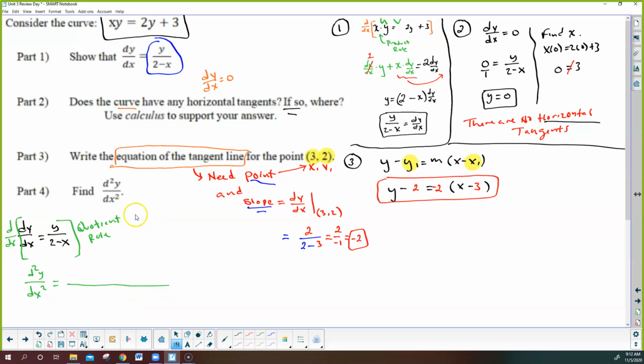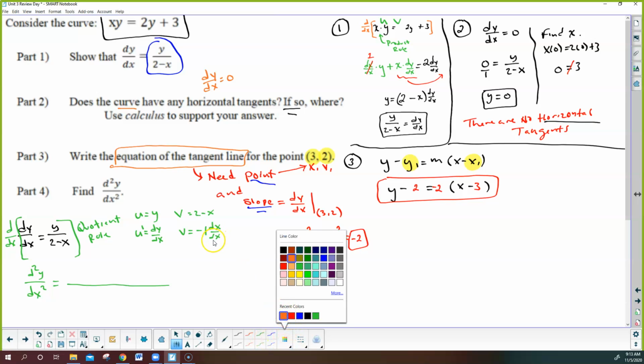If you can do the quotient rule in your head and write the answer here, then you're in a good spot. If not, let's come up here and say, all right, what is u and what is v? And then I have to take the derivative of each piece. So notice the derivative of u is dy/dx. The derivative of v is negative 1. Now, I could write dx/dx here, but we know that that dx/dx is just going to go away.